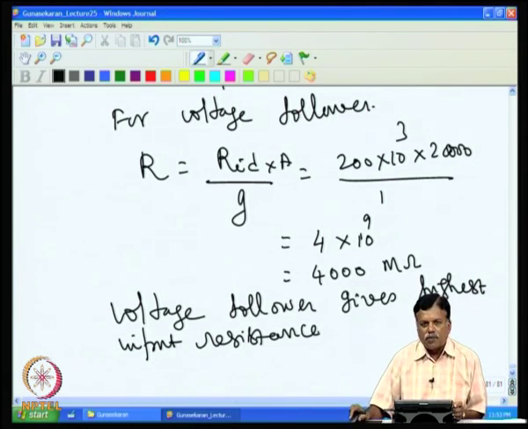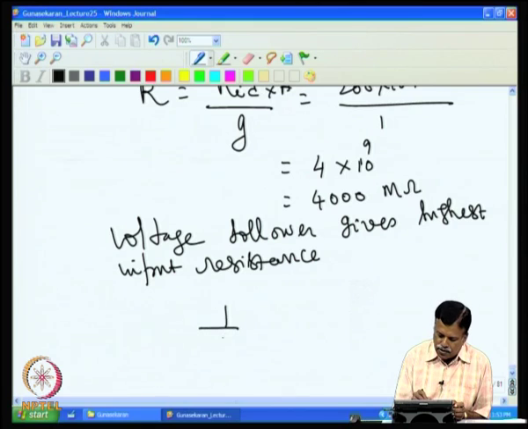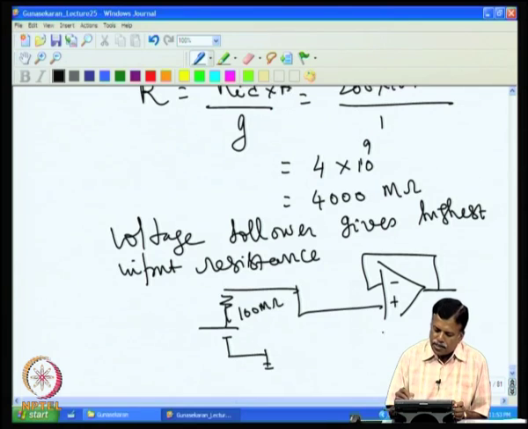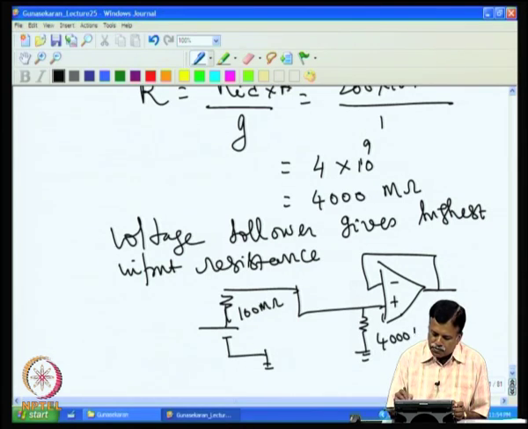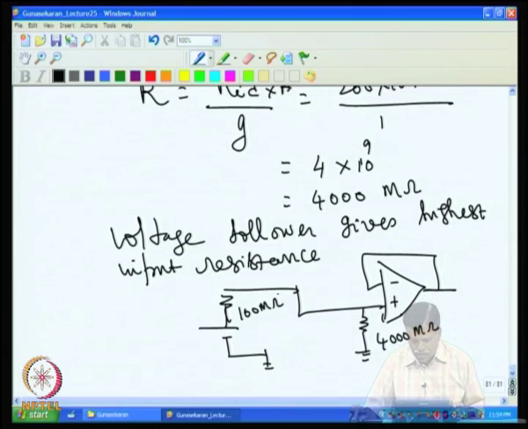That is why when you are dealing with, for example, a pH probe, it is better to have unity gain at the input stage. So, if I give a voltage follower, and for example the internal resistance is 100 meg ohm, then the circuit gives in this case 4000 meg ohm, the equivalent resistance here is 4000 meg ohm. So, the input resistance given by this circuit is equal to 4000 meg ohm if I give a unity gain.